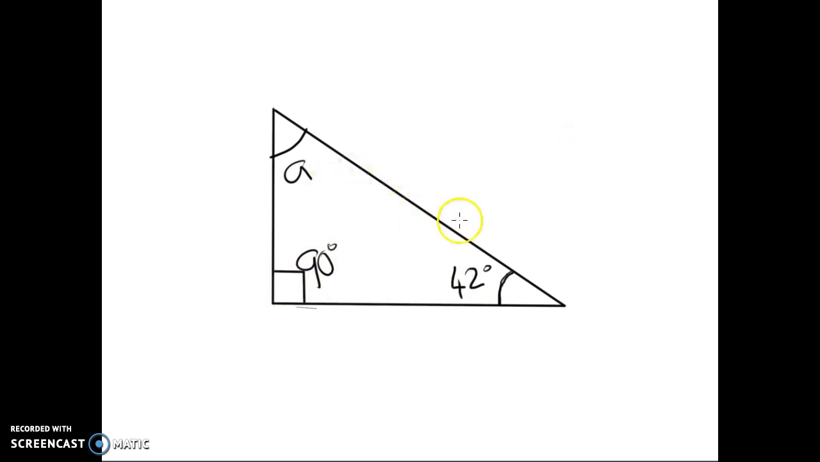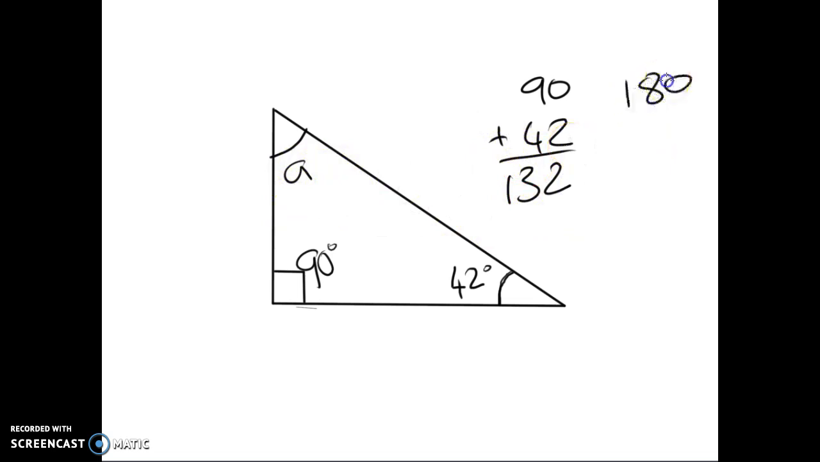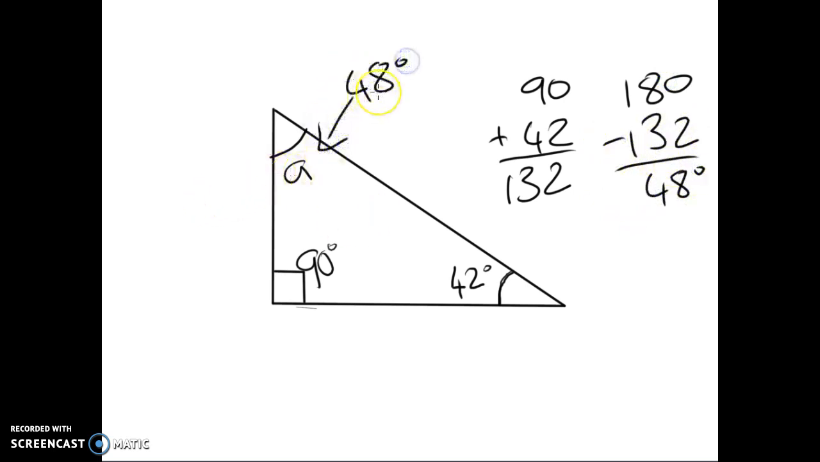So we do exactly the same as we did before when we just add together the angles we have, which gives us 132 degrees. Then we need to work out how much more we need to make 180. So we do 180, take away 132, and that's going to give us 48 degrees. We know that A is 48 degrees.